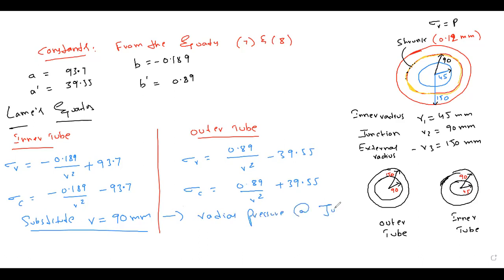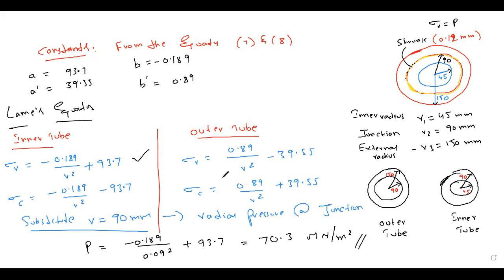What is the radial pressure at the junction? P is equal to minus 0.189 by 0.09 square plus 93.7, which is 70.3 mega Newton per meter square. So how did you calculate that? Substituting R is equal to 90 mm in this equation.